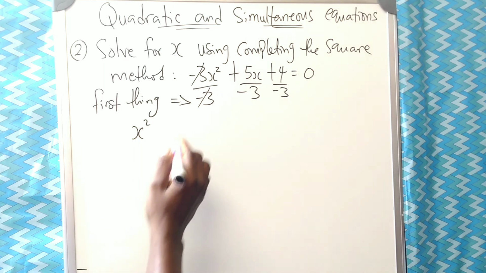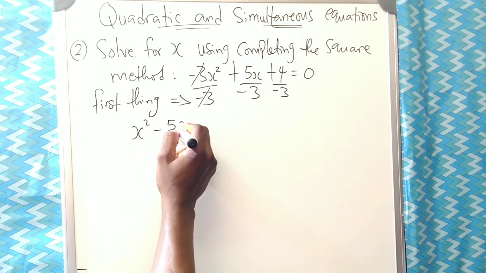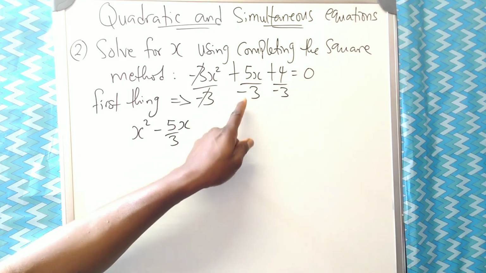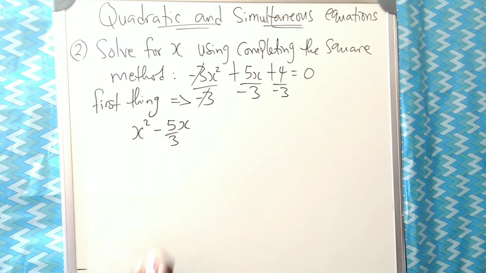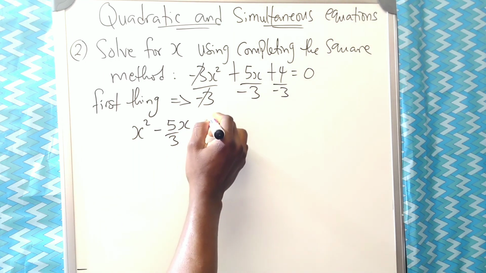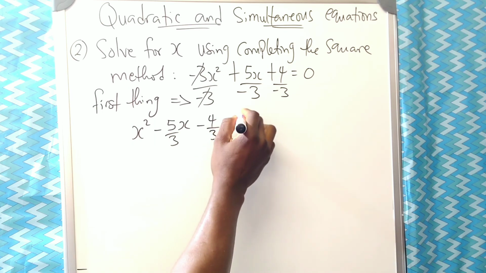All right. And this one becomes minus 5 over 3x. Remember, there is a plus, there is a minus here. It will definitely give us a minus 5 over 3x. Then the next one also gives us minus 4 over 3 equals 0.